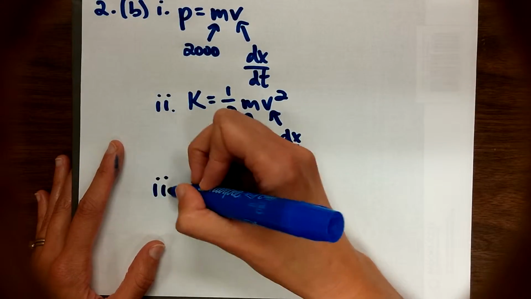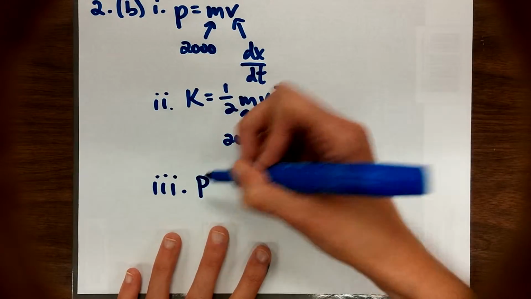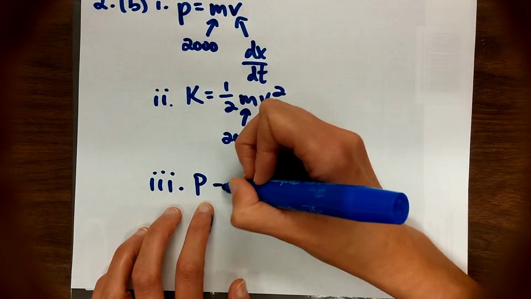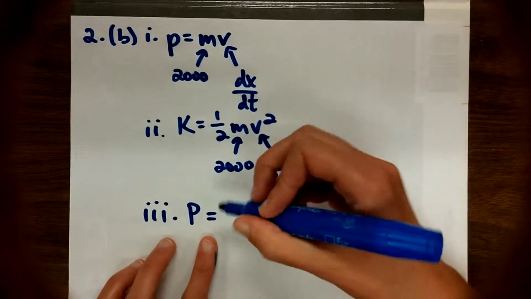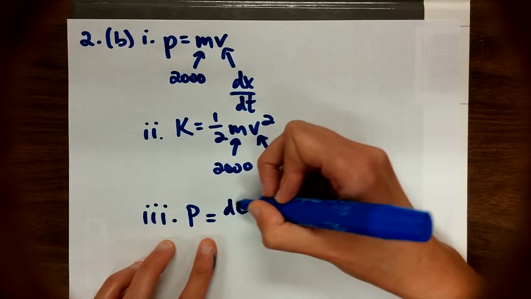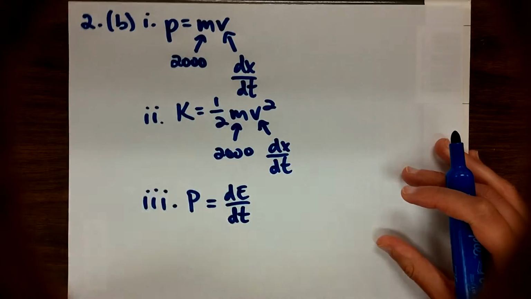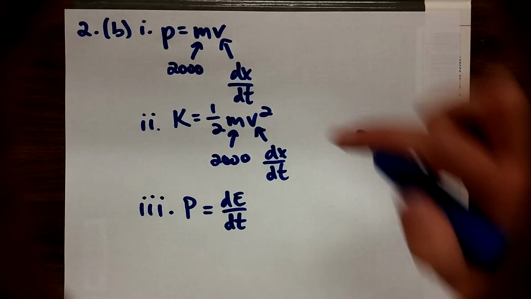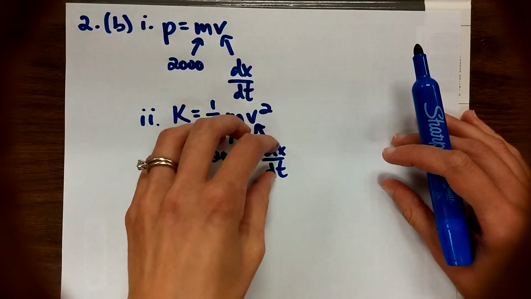And then for part 3, it asks for the power being delivered to the truck as a function of time. So we use capital P for power. And power is the rate at which work is done, or we can also think of it as the rate at which energy is transferred. So it's the rate at which energy is actually being delivered to the truck. And we have an energy function. That's our kinetic energy function that you got up here.